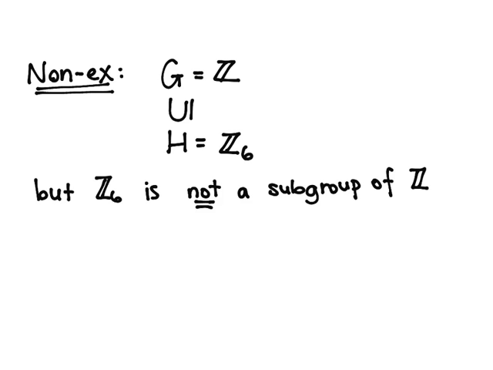I want to take a moment now that we've looked at a few examples to highlight a non-example to stress the point that it really is crucial in this definition that G and H have the same operation. So as a non-example, I could let G be the integers, which is a group under addition, and I could let H be the set Z6, which is a group under addition mod 6. Now, technically, Z6 is a subset of Z, because Z6 is the numbers 0, 1, 2, 3, 4, 5, which are a subset of the set of all integers.